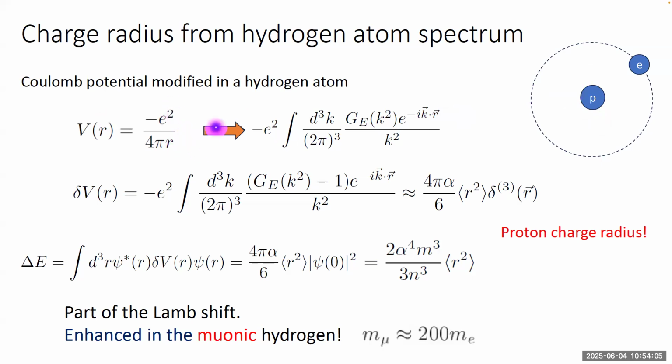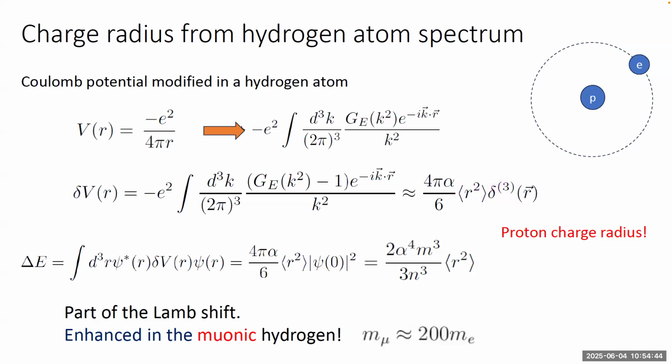So it's not just 1 over r, but you can correct it like this. This GE is a Fourier transform of the charge density. This is how it looks in momentum space. So instead of 1 here, you put the GE here, okay? Now, since the potential is modified, the energy of the hydrogen is also modified. The difference of the potential between this and that, you can calculate, and you can approximately relate this difference to something which is almost a delta function, and the coefficient is remarkably the charge radius squared.